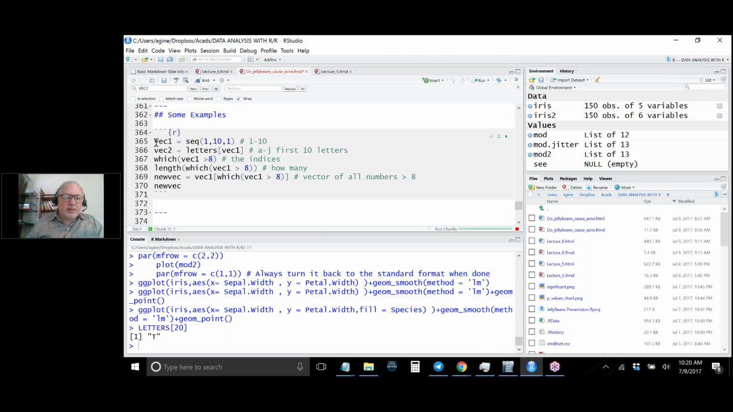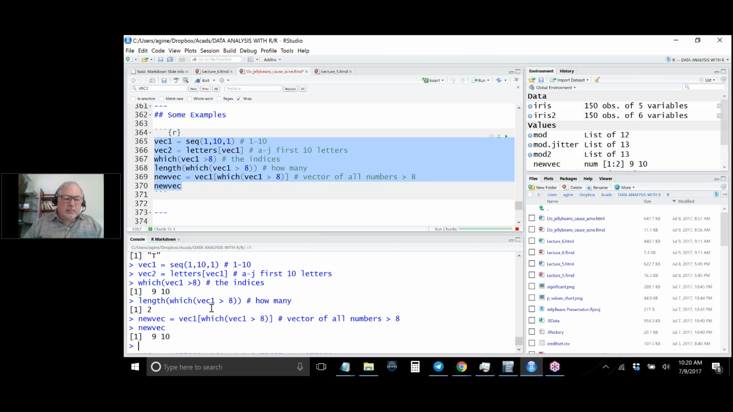Well, let me just cut and paste this. Maybe that'll work. It should. Okay, so you can see which vec1 greater than 8 gives me 9 and 10, because in spots 9 and 10 are the numbers 9 and 10. If I ask for the length of which vec1 greater than 8, it gives me 2. And if I create a new vec1 of which vec1 is greater than 8, it gives me just the vector of the numbers that are greater than 8, which is 9 and 10.